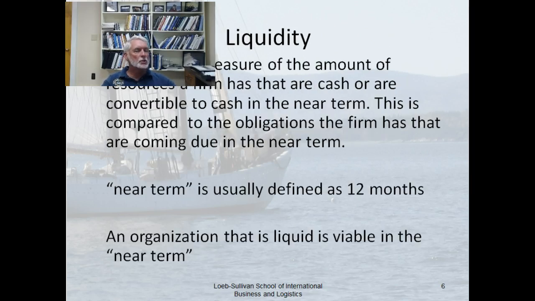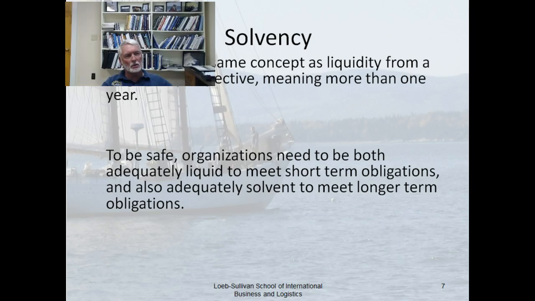So liquidity measures the resources that we have that are in cash or near cash compared to what we're going to have to pay in the near term. So our current assets, our assets that are going to turn into cash within a year, against our current liabilities, things that we're going to have to pay within a year. If we're liquid, we're viable in the near term or within 12 months. We have 12 months of viability. So that's liquidity. Solvency is long-term. So solvency is the same concept, but we're looking at long-term viability, more than 1 year.